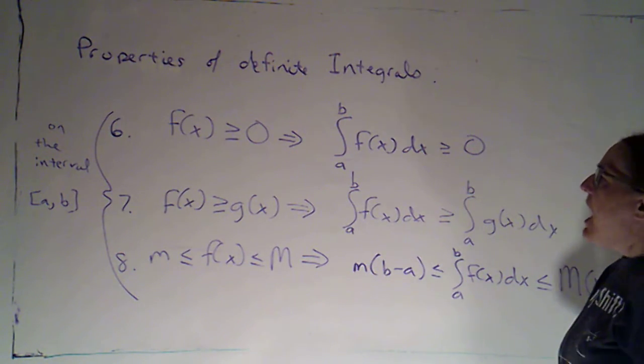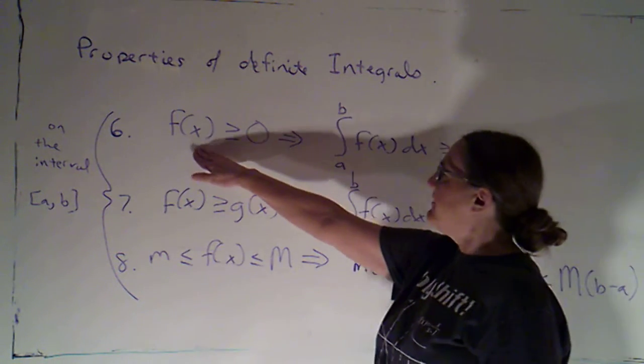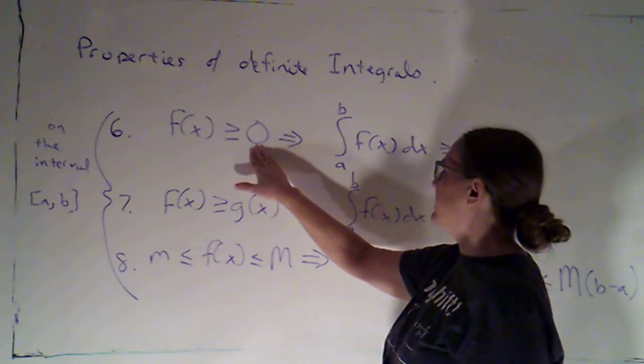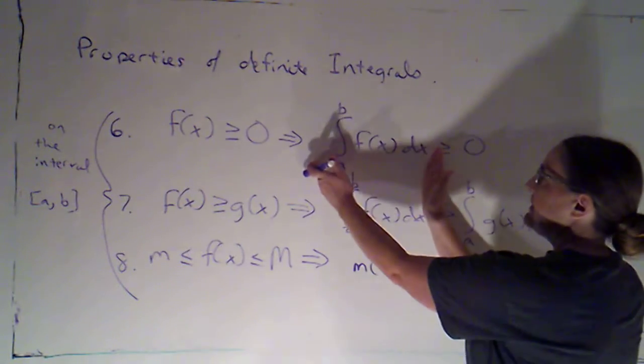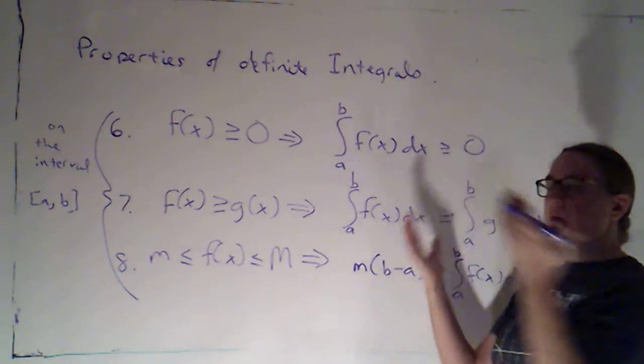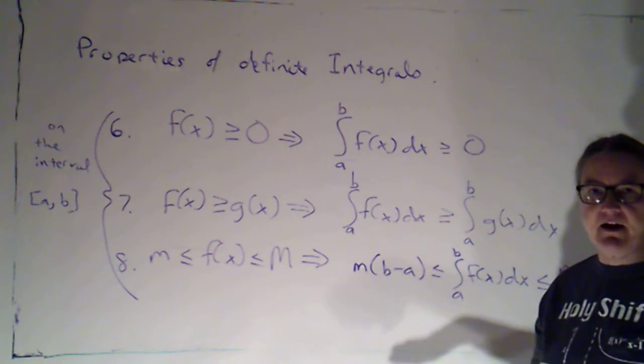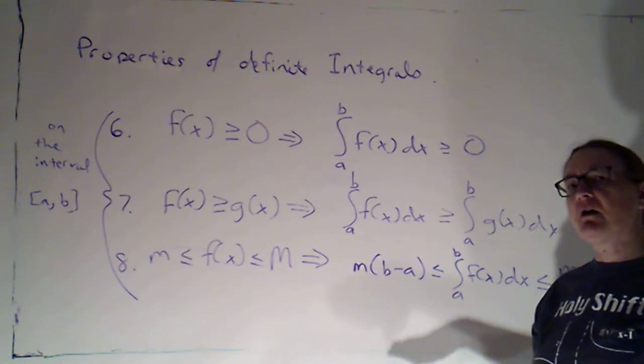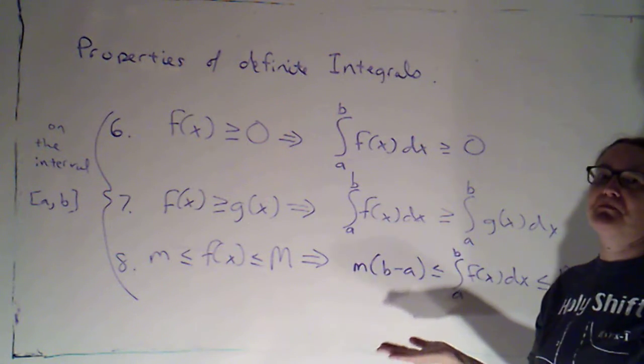Okay. All right, this one says if my height function is bigger than or equal to 0, then the signed area I get will be bigger than or equal to 0. Positive height gives me positive area. I think that's kind of common sense. It's kind of neat.